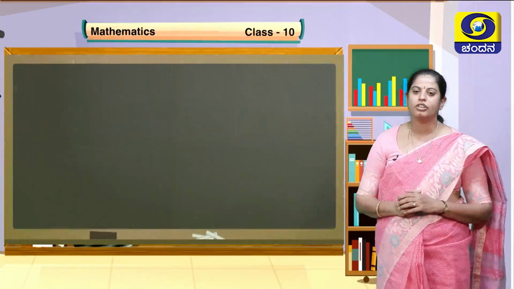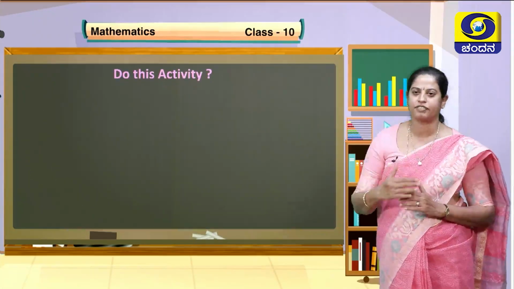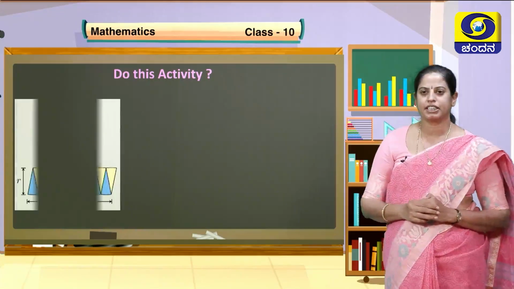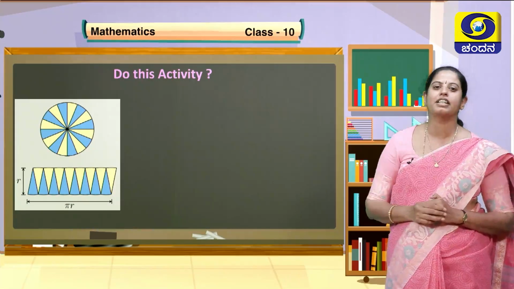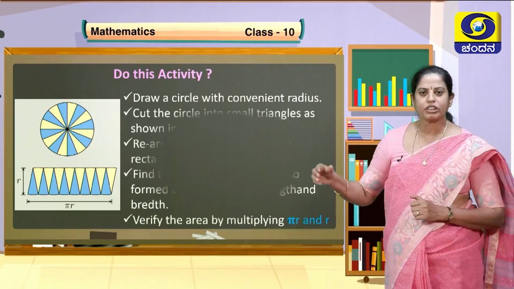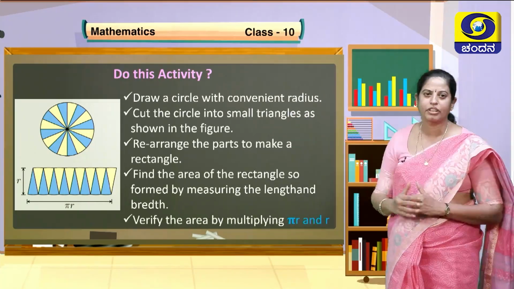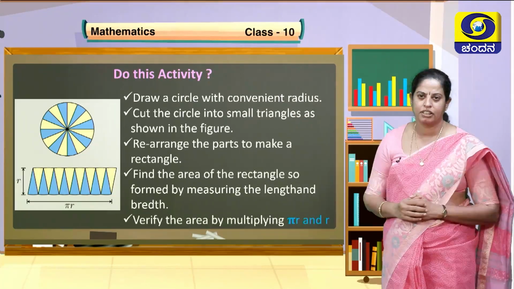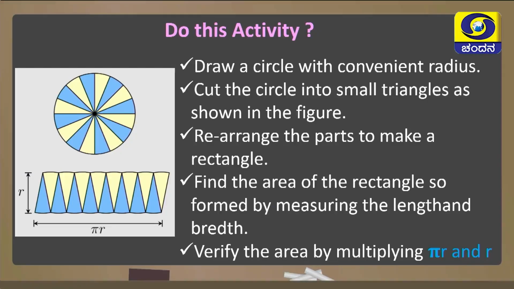Okay. Now you know how to find the circumference of the circle. Now let us recall how to find the area of the circle. You are observing a picture here. What you have to do? Draw a circle with a convenient radius. It may be 3 cm, 3.5 cm, 4 cm, as you wish.